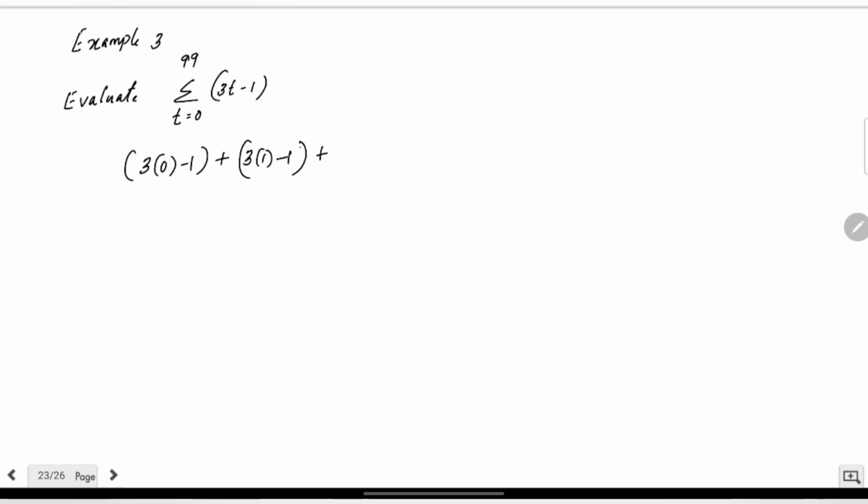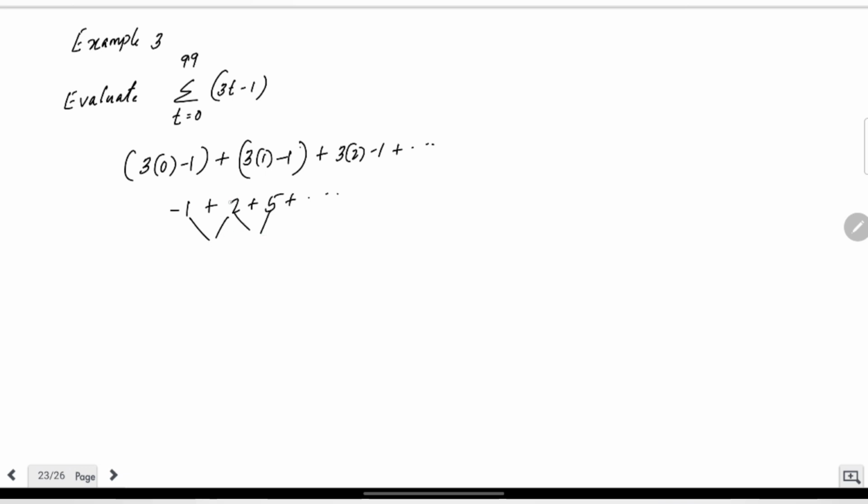Then after that I can find which series this is. 3 times 2 minus 1 plus etc. That is 3 times 0 minus 1 is minus 1, plus 3 times 1 minus 1 is 2, plus 3 times 2, 6 minus 1 is 5, plus etc. Okay. So how many terms are here? We know the first term. What type of series is this, guys? Find the difference. It's arithmetic actually.